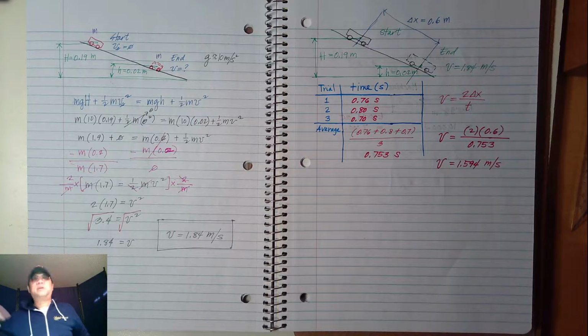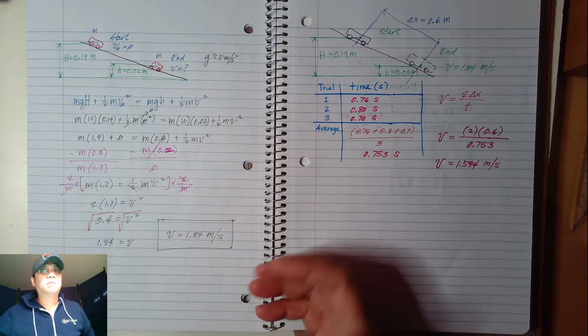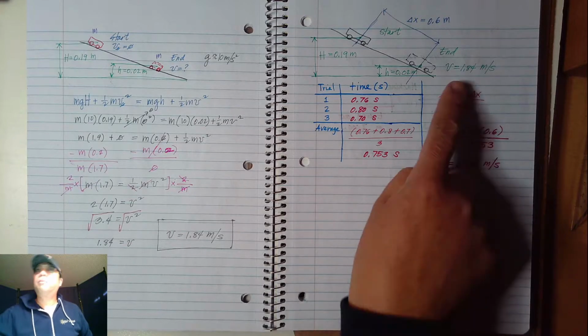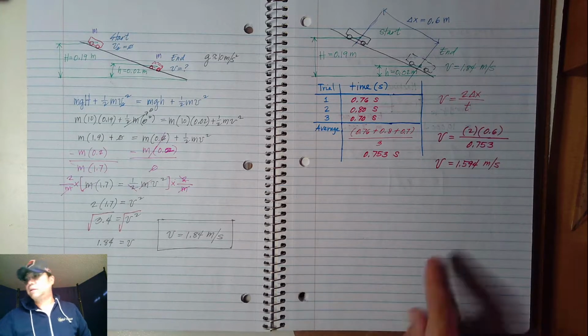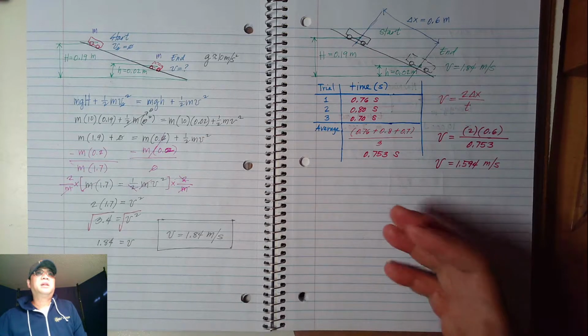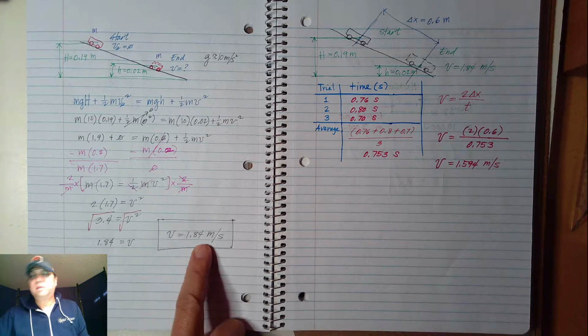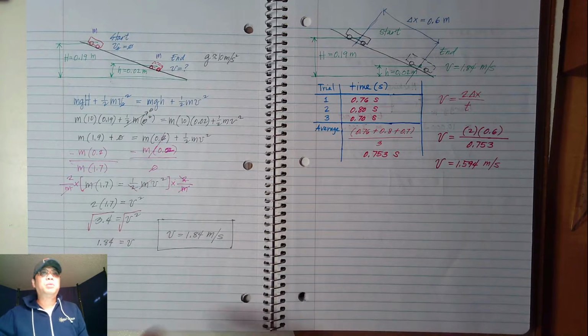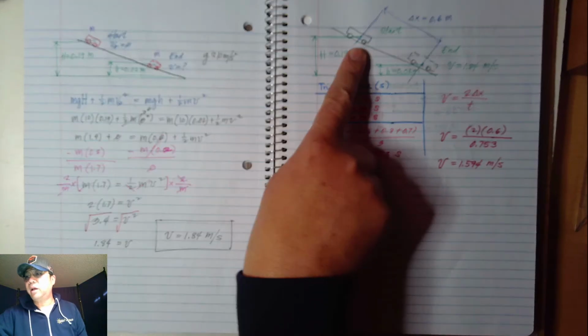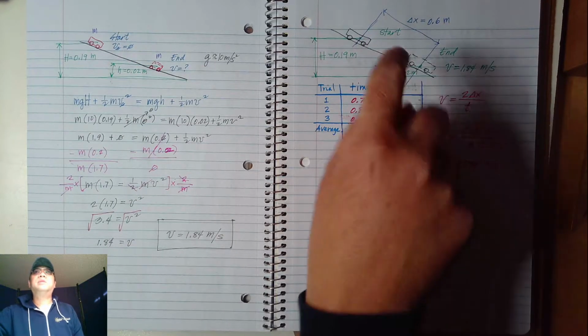So this video is a continuation of what we just compared: the ideal velocity, which is 1.84, and the experimental velocity of 1.594 meters per second. So it means that we want this velocity. This is the velocity that we think we will get when we let go of a cart from a certain height and it ends up at this position.